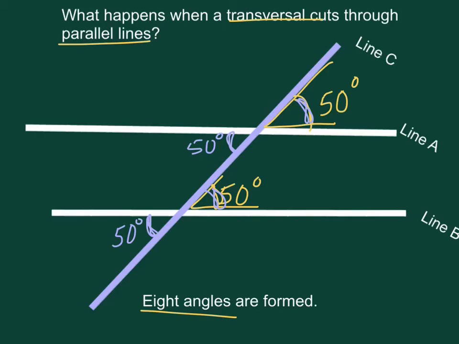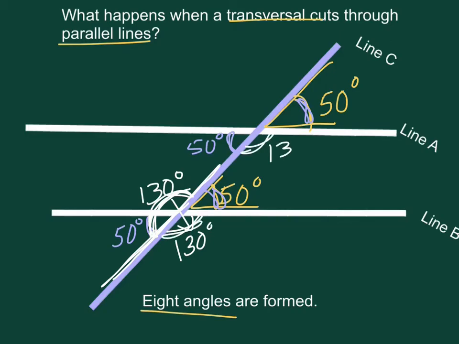Now we can use our knowledge of supplementary angles. Can you see that together these make a straight line? So we need 130 here because they'll add up. These 2 right here will add to 180. The vertical angle to it will also be 130 degrees. The corresponding to this one right here will be 130 degrees, and its vertical angle will be 130 degrees.